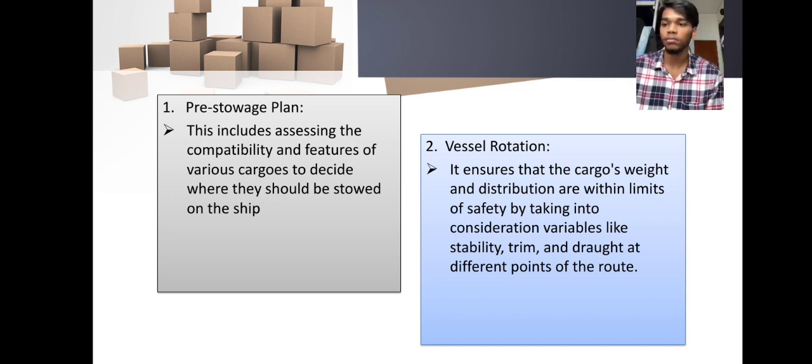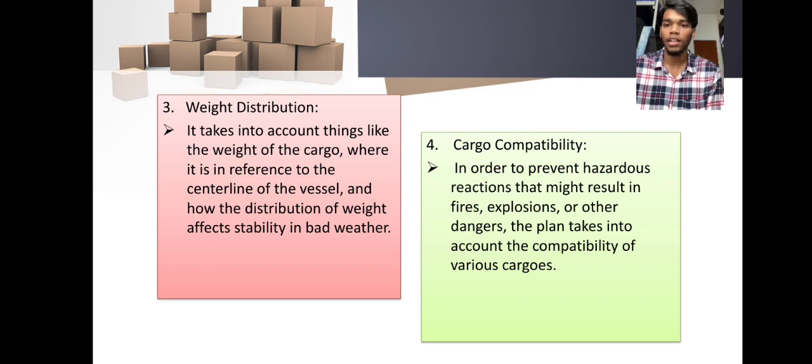For the vessel rotation, it ensures that the cargo weight and distribution are within limits of safety by taking into consideration variables like stability, trim and draught at the different points of the rotation route. For the weight distribution, it takes into account things like the weight of cargo, where it is in reference to the center line of the vessel and how the distribution of the weight affects stability in bad weather.